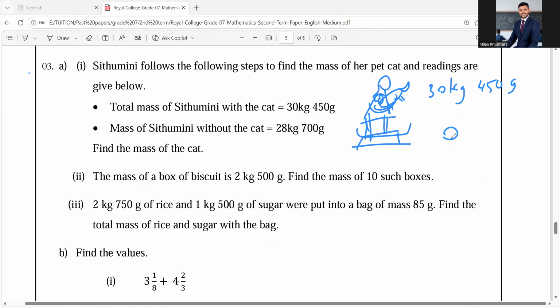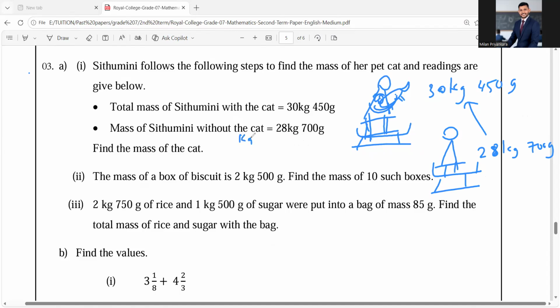Then only Situmini goes on the scale. Then it is 28 kilograms, 700 grams. Now, find the mass of the cat. So, what do you think is the mass of the cat? If only Situmini is there, it is this much. When she has the cat, it is going to be this much. That means the difference should be the mass of the cat. Right? Then we have to subtract these masses, right?